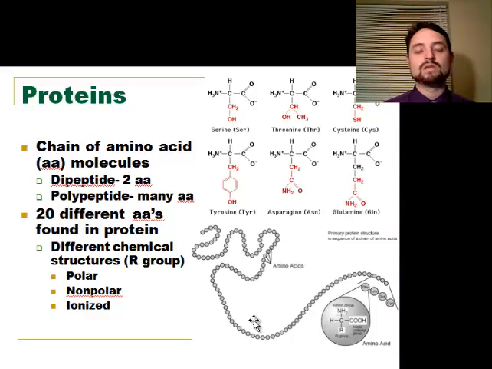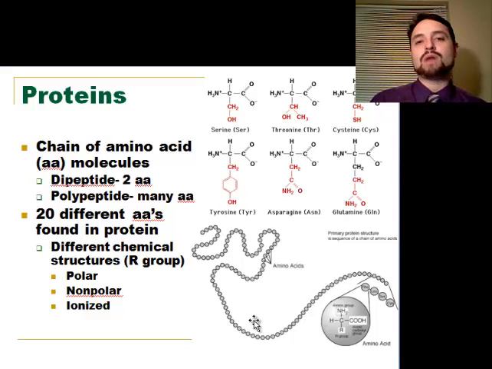The next one is proteins. Proteins are chains of amino acids. A dipeptide is 2 amino acids. A polypeptide is many amino acids. Proteins are made up of many amino acids. They're polypeptides. A peptide is the bond that forms between 2 amino acids. That's where it gets its name.